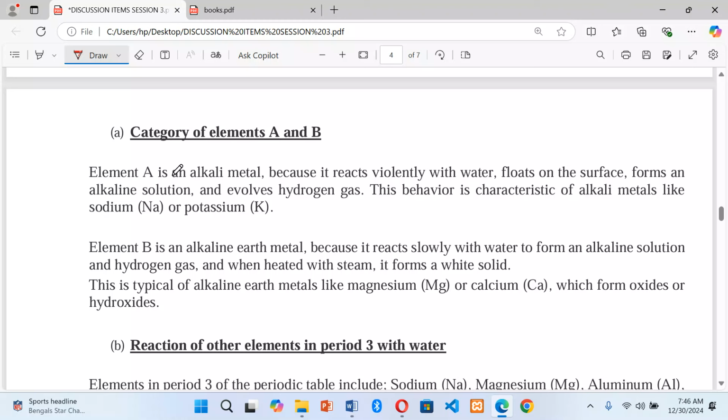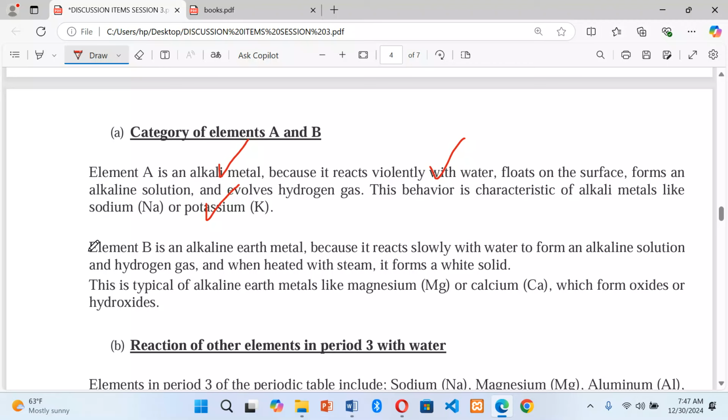So we can say element A is an alkali metal. Mostly alkali metals are group 1 elements. Because it reacts vigorously, we have given the reason, and then we can give an example. So you can see we have 3 scores. Element A is an alkali metal because it reacts vigorously, violently with water, floats on the surface, forms an alkaline solution, and evolves hydrogen gas. This behavior is characteristic of alkali metals like sodium or potassium.